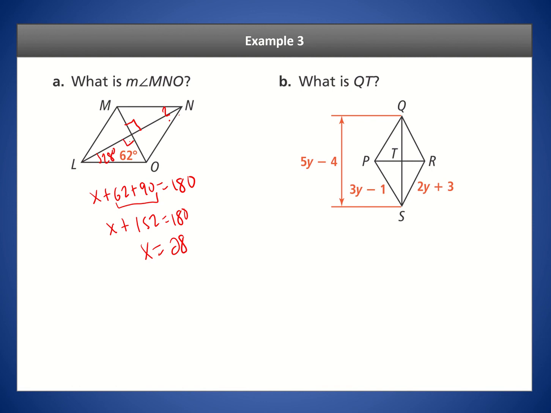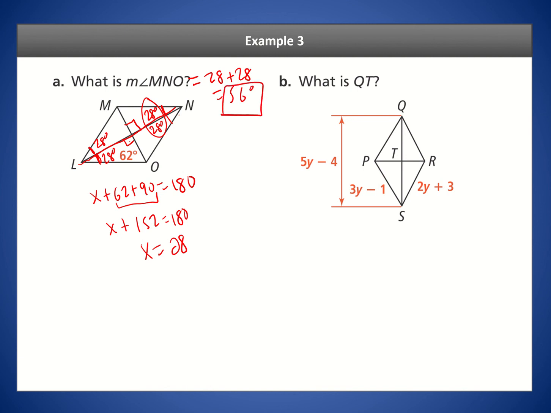Okay, so we know that that's 28, which means that this is 28 degrees as well. And this is also 28 degrees because remember that the diagonals cut the angle in half, so it's the same on both sides. So this is also 28. So then if I add those two angles, that'll give me MNO. So the angle MNO is 28 times 2, or 56 degrees.